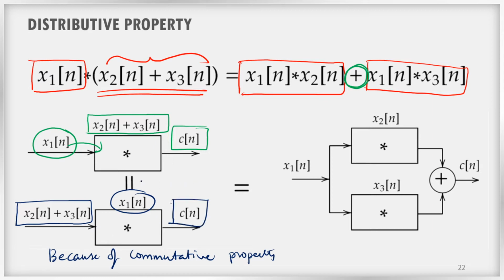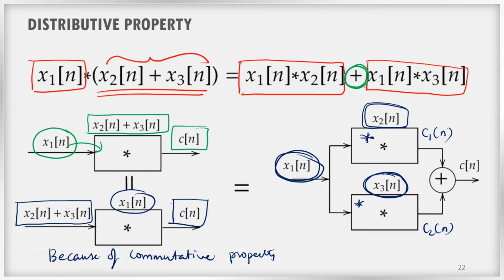Both of these are equal, and that is equal to splitting the entire system into parallel connections. You can see x1 of n is the input, and it goes to the first system whose impulse response is x2 of n, where it is convolved, and it also goes to the second system whose impulse response is x3 of n, where it is also convolved, and finally we add them together. Let us say this is c1 of n and this is c2 of n, right? If you add c1 of n and c2 of n, we will get c of n. So this is what the distributive property says.